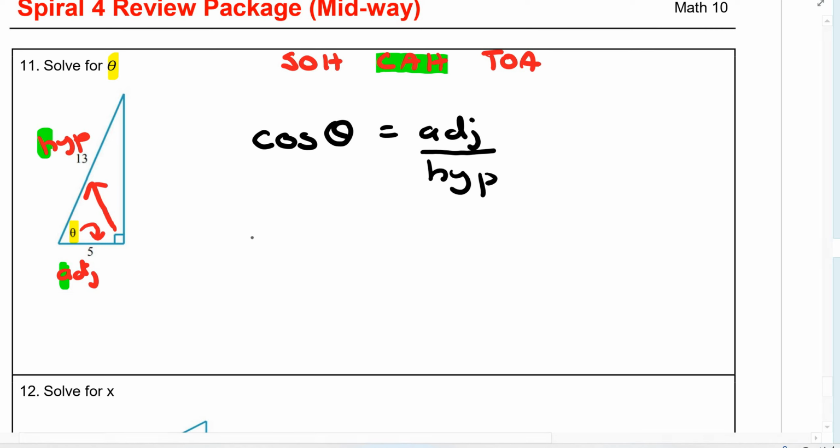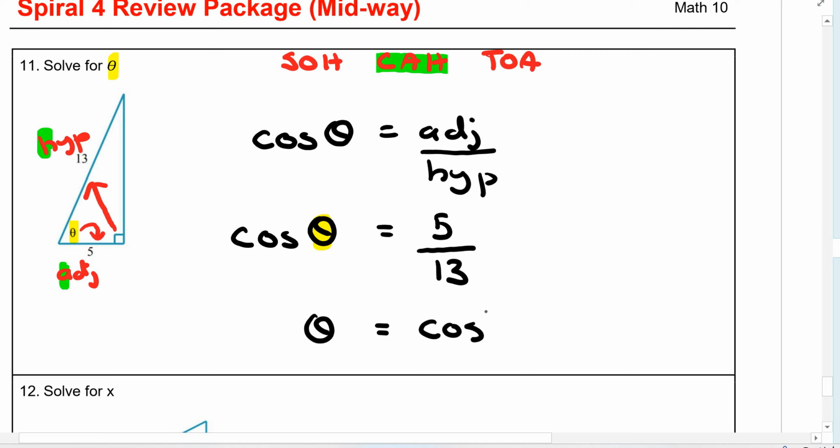Since we're looking for the angle, I can leave my angle as a blank there, so cos theta, and my adjacent now is going to be 5, and my hypotenuse is going to be 13. From here on, you want to go to your calculator to solve for the angle. The function that allows you to solve for the angle is the inverse cos, so cos to the power of negative 1, and then in brackets, you put 5 over 13. Then you go to your calculator and get the answer.